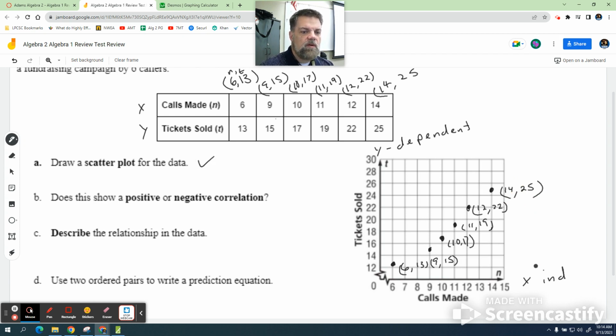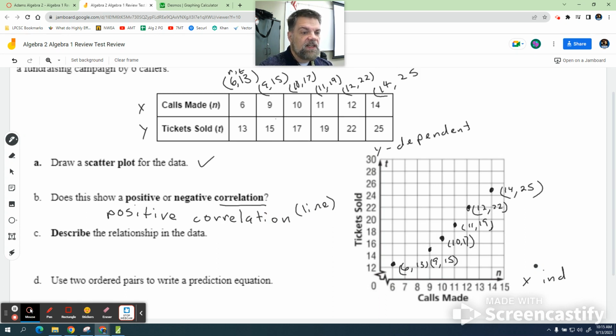It says, does this show a positive or negative correlation? So correlation means it looks like a line. Positive means it has a positive slope. So if you look at this, doesn't it look like they're pretty close to a line? Yeah. So we would say that this has a positive correlation. Now, if it had a downhill slope and it looked like a line, you would say negative correlation. Sometimes when you plot data, it doesn't make a line. It's just all over the place. So correlation means that it's like a line. Doesn't have to be perfect, but it's pretty close.